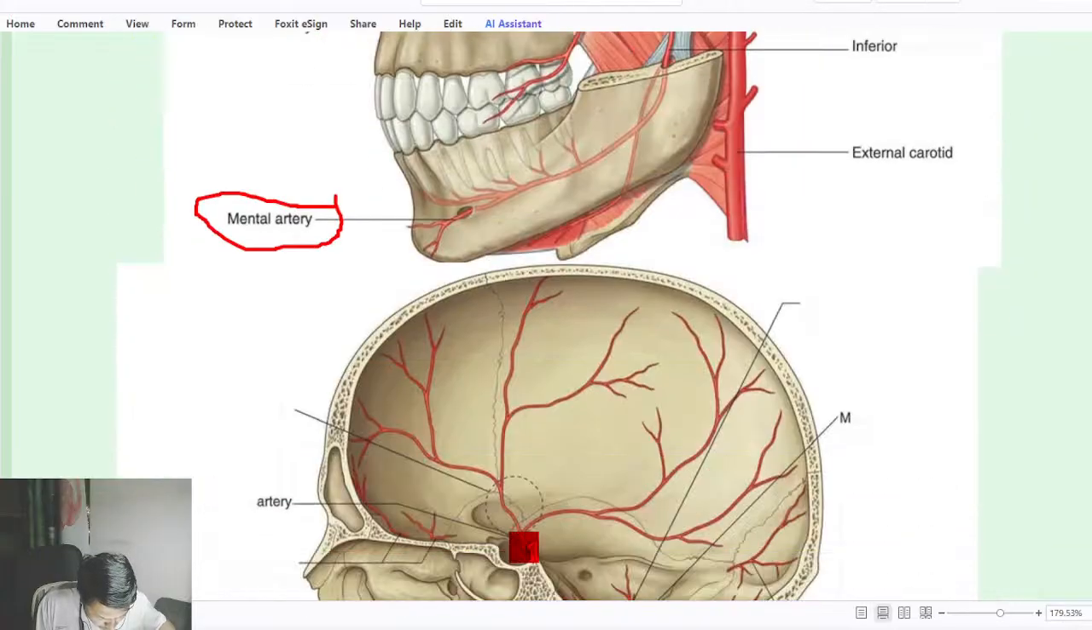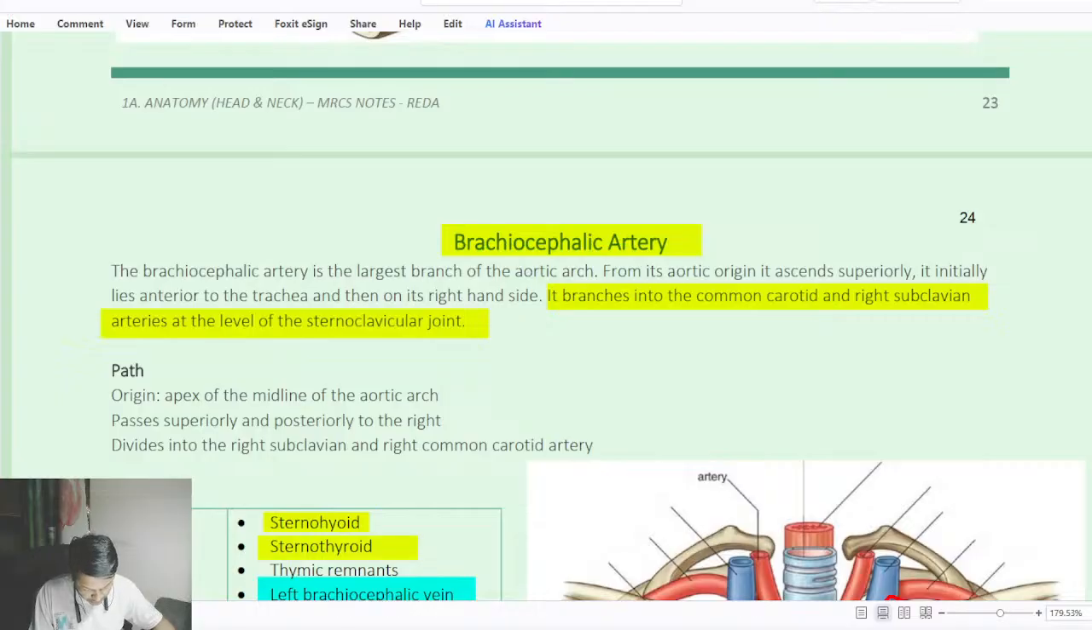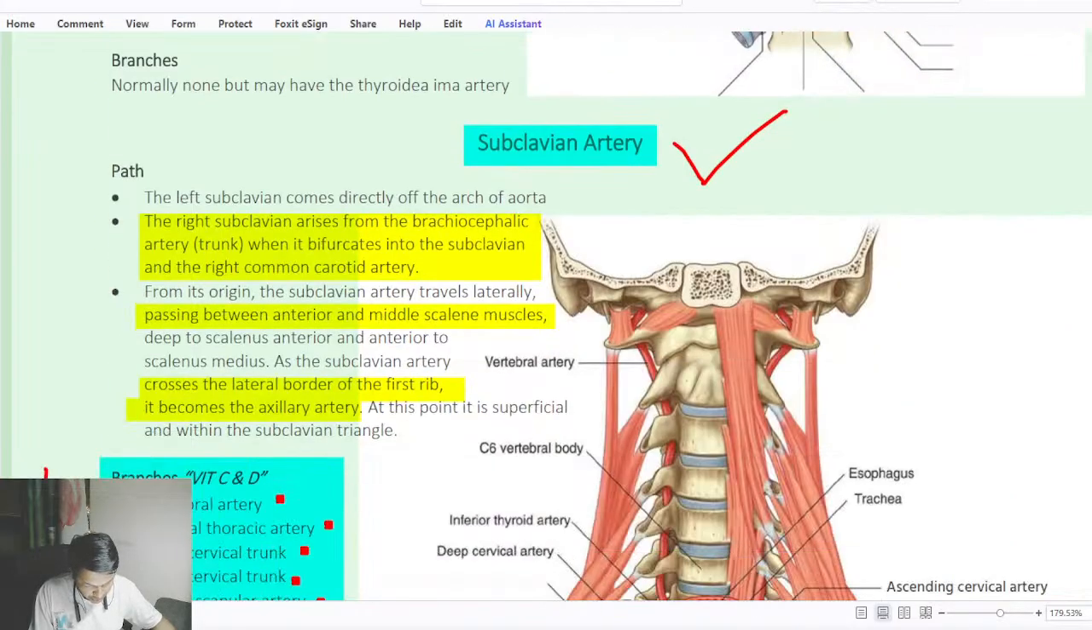Okay, middle meningeal artery. This is the branch of the maxillary artery.